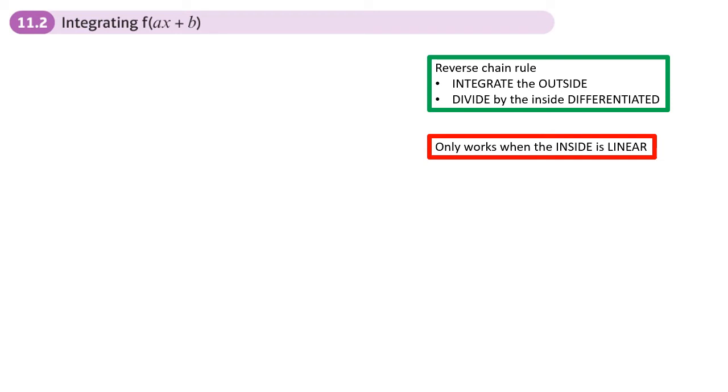This is the second section of the integration chapter, and it's integrating functions of the form f of (ax plus b). So it's where we're trying to integrate something which is a function of ax plus b, dx. Now I actually call this the reverse chain rule. They don't call it that in the book, but I do, so I reckon I'm right and the book is wrong.